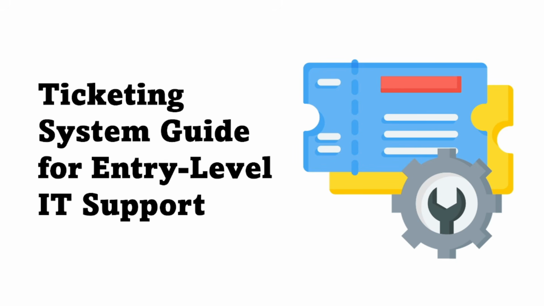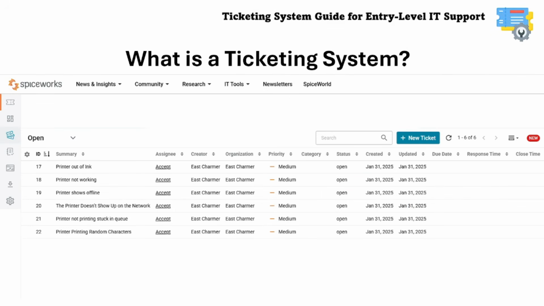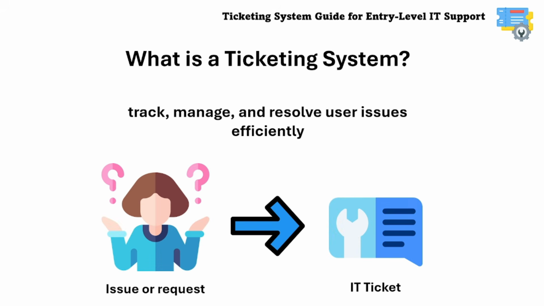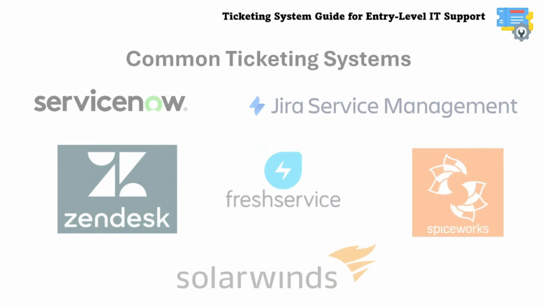Welcome to the ticketing system guide for entry-level IT support. Let's discuss what a ticketing system is first. A ticketing system is a tool used in IT support to track, manage, and resolve user issues efficiently. Each issue or request is logged as a ticket, allowing IT teams to organize and prioritize their workload.